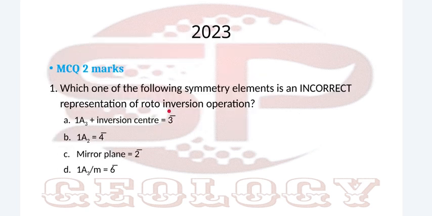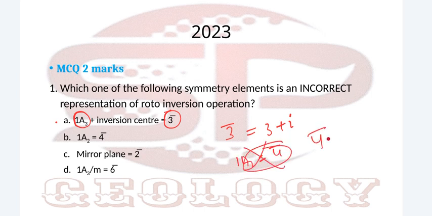Which one of the following symmetry elements is an incorrect representation of a roto-inversion operation? We know the 3 bar operation is threefold symmetry plus inversion. So it is correct, because 1 A3 represents threefold symmetry and inversion, that will produce 3 bar symmetry. Then 1 A2 equal to 4 bar. So this is incorrect, because the 4 bar operation does not equal any such operation. So this will be your incorrect one and this will be the answer.